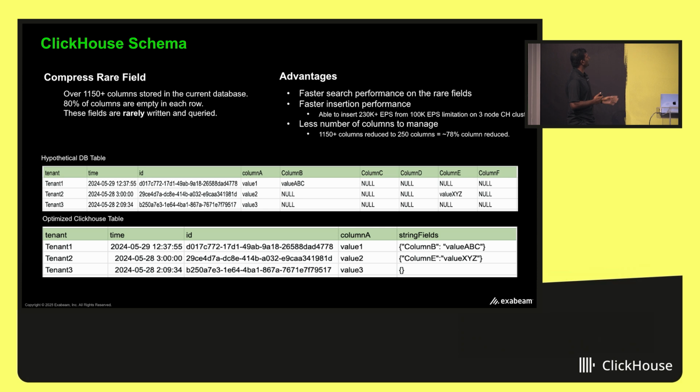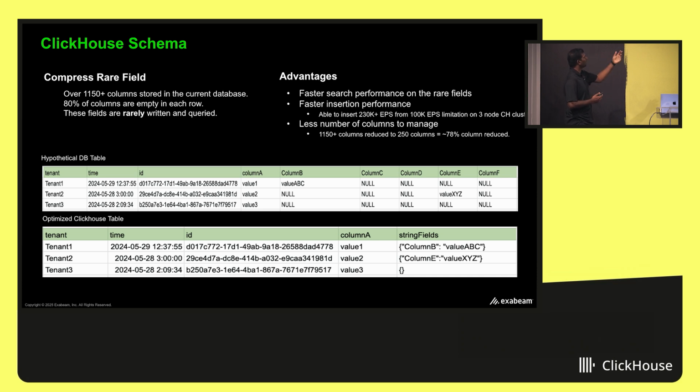So we try to compress them and put them in certain rare fields, where the key will be the column name and the value will be the column value. Using this approach, we shrink the columns from 1,200 plus to 250 columns. The benefit is that ingestion scaled from 100K events per second to 250K events per second on a 3-node cluster, 3 replica ClickHouse instance. That's the performance benefit we gain with this approach.